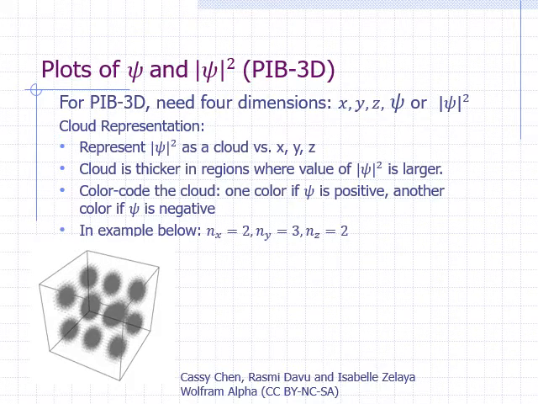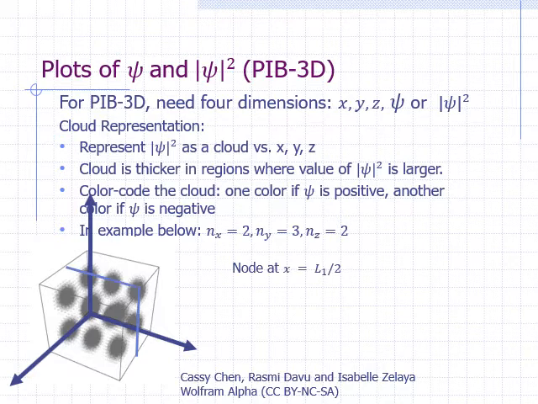In the example shown here, the quantum numbers for the wave function are 2, 3, and 2 for n sub x, n sub y, and n sub z, respectively. Here's the x-axis, here's the y-axis, and here's the z-axis. Since n sub x is 2, there is one node along the x-axis at x equals L1 over 2. That's a plane that is parallel to the yz plane. The plane divides the box into 2 sections.